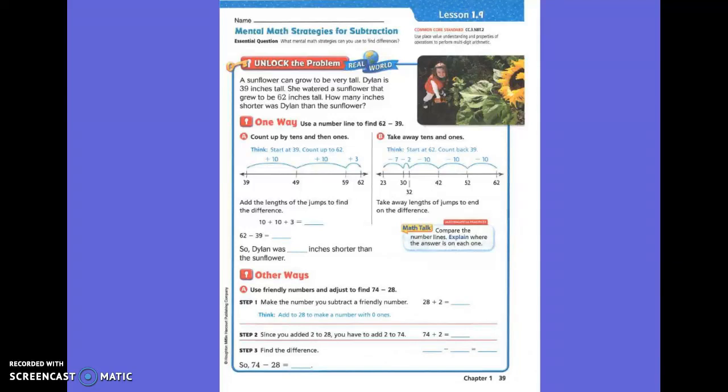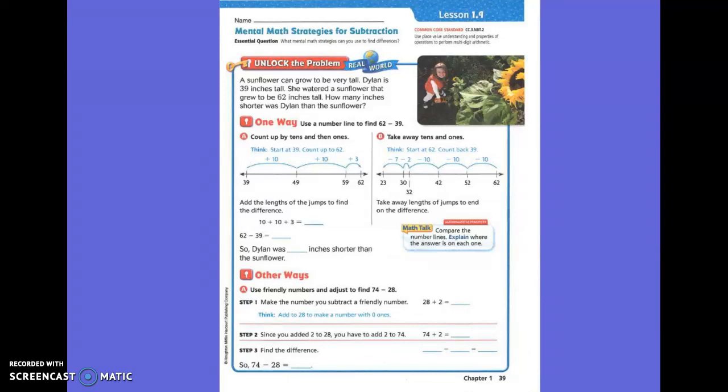Right, boys and girls, today we're going to use a number line, friendly numbers, and the break apart strategy to find differences. I'm going to read the problem for you. A sunflower can grow to be very tall. Dylan is 39 inches tall. She watered a sunflower that grew to be 62 inches tall. How many inches shorter is Dylan than the sunflower?